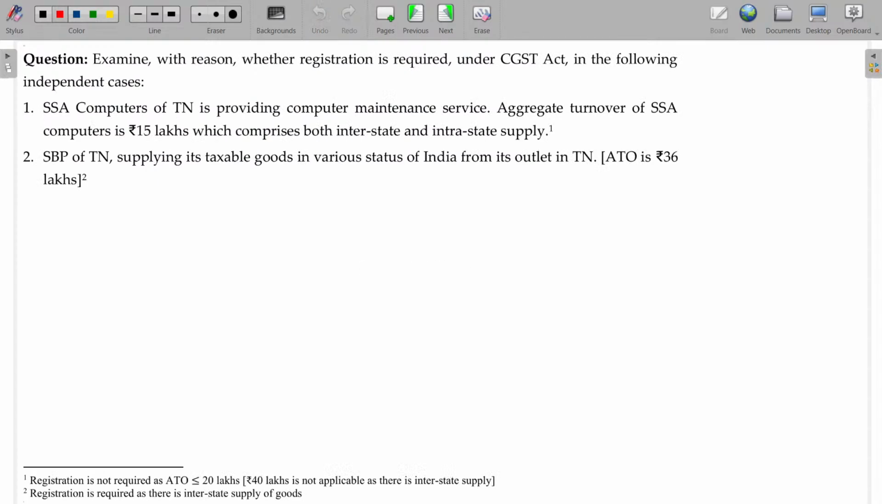Now, examine with reason whether registration is required under CGST Act in the following independent cases. SSA Computers of Tamil Nadu is providing computer maintenance service. Aggregate turnover of SSA Computers is 15 lakhs, which comprises both interstate and intrastate. In case of service, no 20 lakhs ceiling will be there even in case of intrastate. Interstate and intrastate, both put together 20 lakhs will be there. So, of course, exempted.